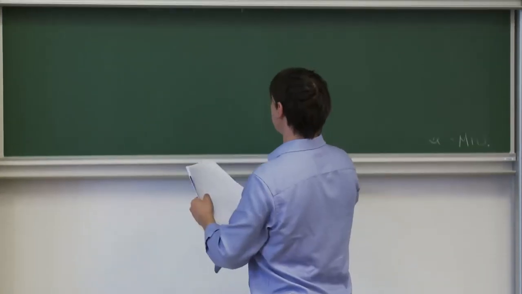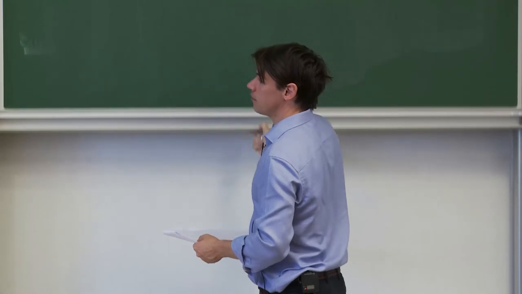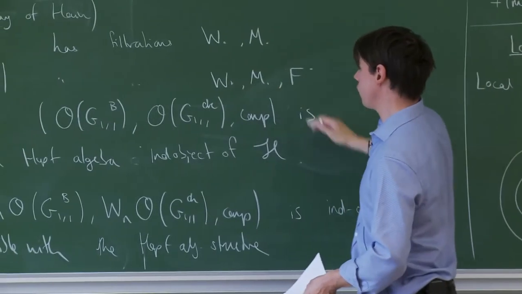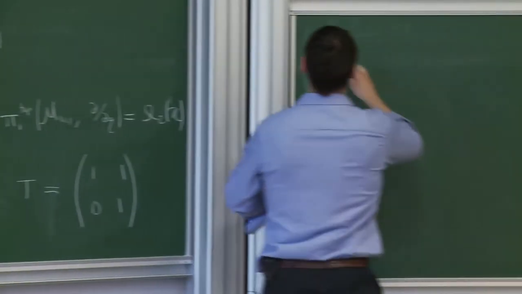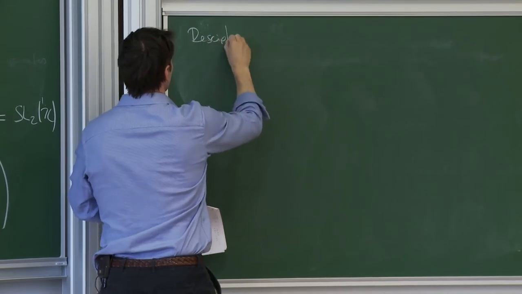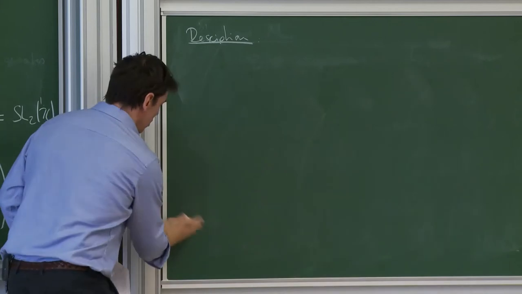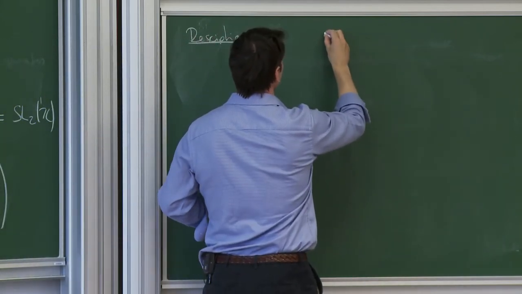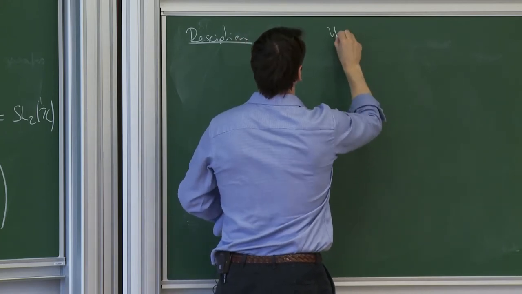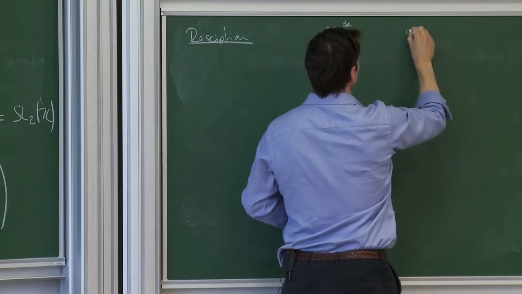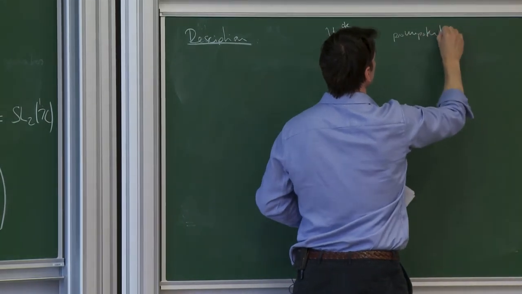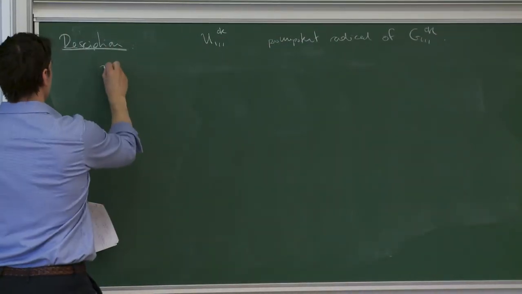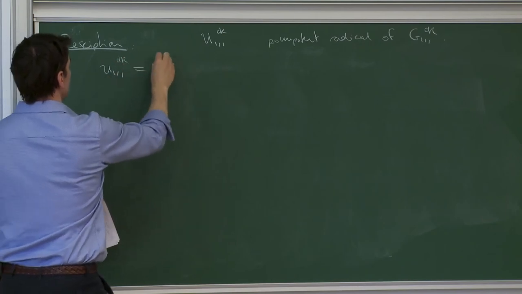So before proceeding with the description of this action, I want to remind you of the structure of relative completion, and explain what these three filtrations look like. It's slightly tricky. So here's a description of the Hodge structure, or really just the filtrations on the de Rham relative completion. It's much simpler to write things in terms of the Lie algebra. So recall that U_11^dR is the pro-unipotent radical of G_11^dR, and let lowercase u_11^dR be its Lie algebra.